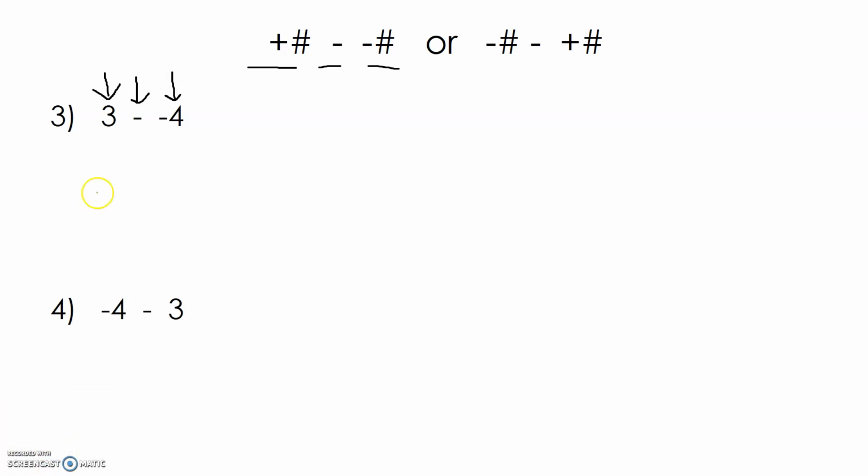I have 3 green counters, 1, 2, 3, but I want to take away 4 red counters. However, I don't have 4 red counters present. That means I need to add 4 zero pairs. So I'm going to add 1, 2, 3, 4. Notice how we're adding the opposite. So I'm adding 4 zero pairs.